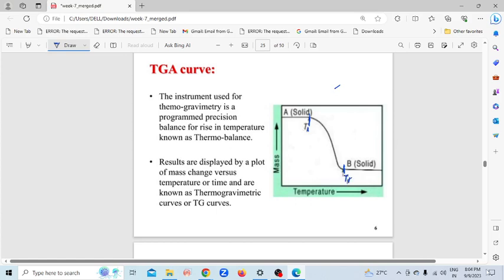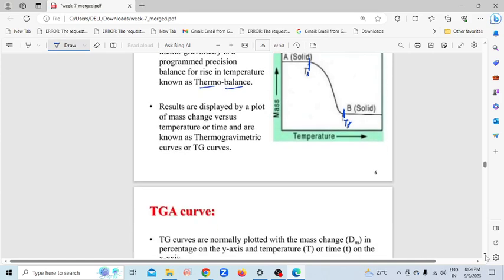So how can you measure it? It will be measured in a thermobalance. Thermobalance is simple only, it will weigh. Yeah, we will discuss the thermobalance in the next slide.